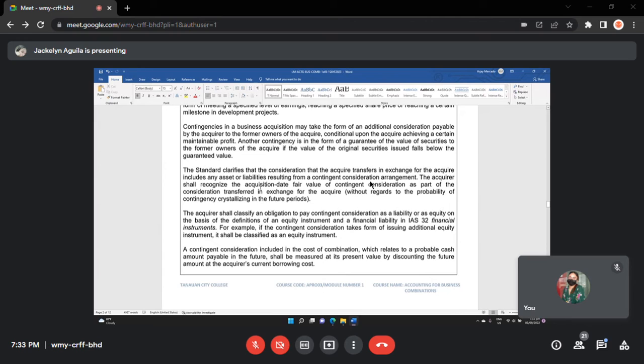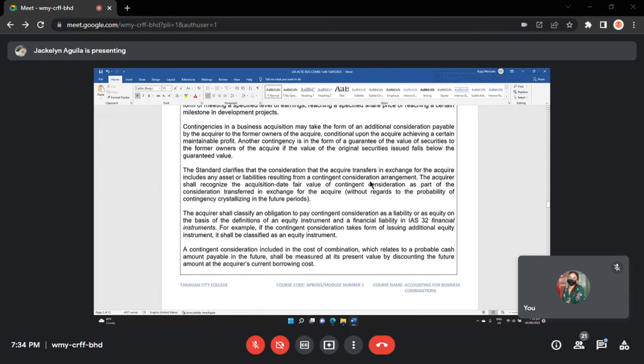The acquirer shall recognize the acquisition date fair value of contingent consideration as part of the consideration transferred in exchange for the acquiree, without regard to the probability of the contingency crystallizing in future periods. The acquirer shall classify an obligation to pay contingent consideration as a liability or as equity on the basis of the definitions of an equity instrument and a financial liability in IAS 32, Financial Instruments.